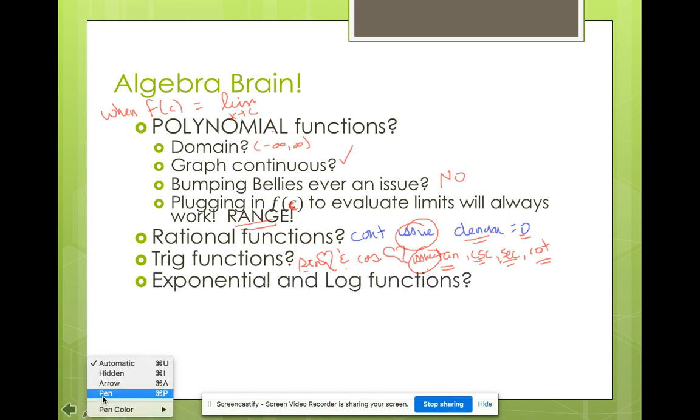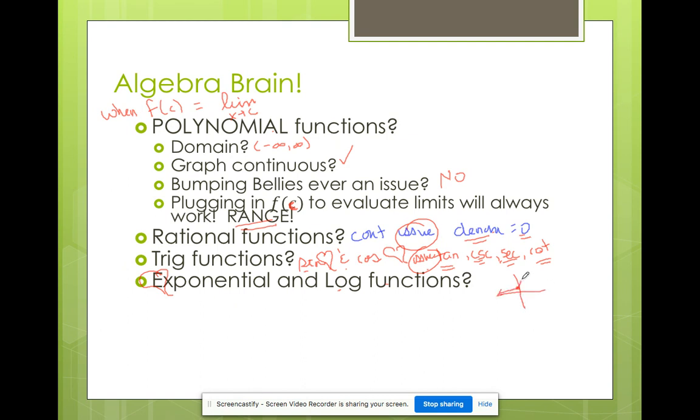Exponential and log functions, right? Exponential functions have a domain of all real numbers and are not broken at all. So there are no issues with exponential functions. Your range value will always be your limit. Log functions are continuous once their domain starts.